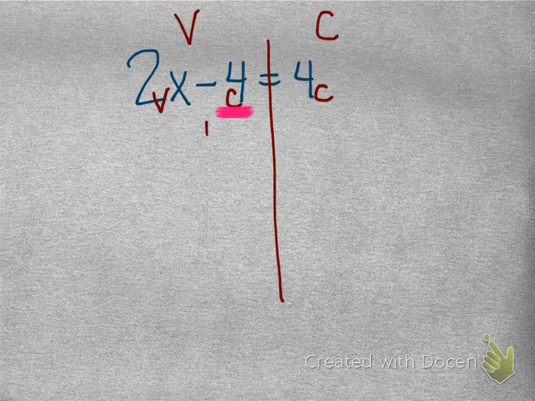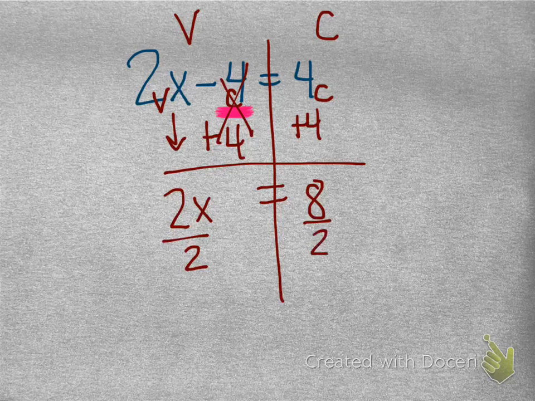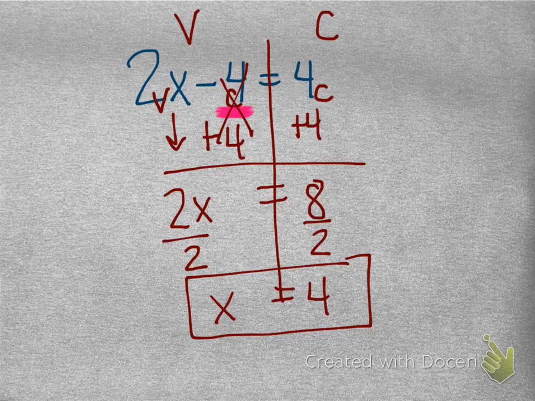The way to get rid of a -4 is to add 4 on both sides. I can bring my 2x straight down. These 4's cancel out. 4 plus 4 is 8. To get the x by itself, I'm going to divide by 2, and x equals 4. Final answer. If you have a question, if you know where you're making your mistake, you need to ask me so that we can correct the mistake.